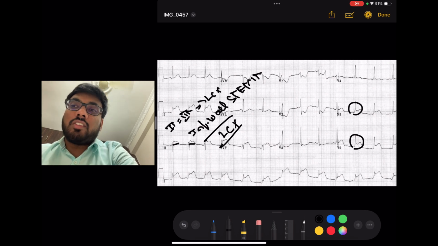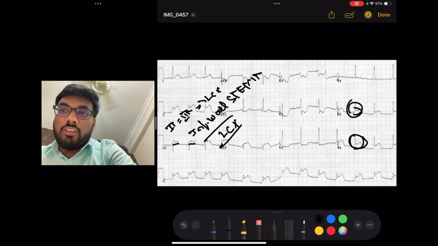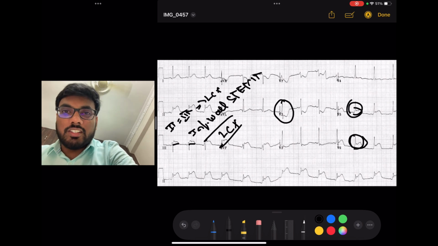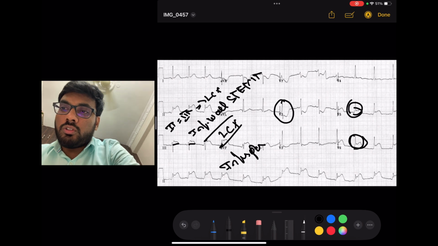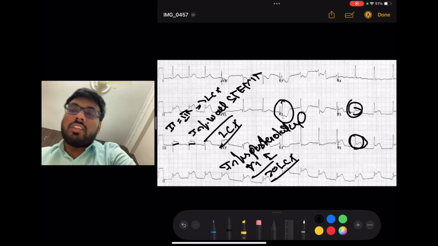It is left circumflex artery occlusion. And moreover, we are also having ST elevation in lateral leads, V5, V6. And also we are having posterior wall STEMI as well. Of course, I will discuss the diagnostic criteria for posterior wall MI. Here we are diagnosing infero-postero-lateral MI, secondary to LCX occlusion, left circumflex artery occlusion.